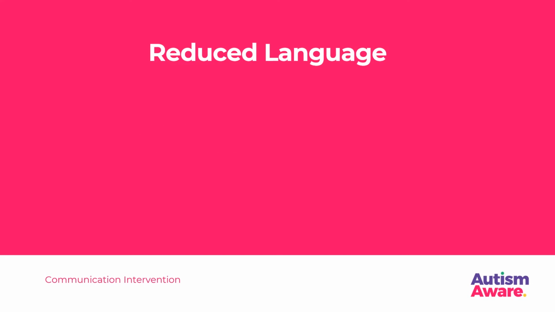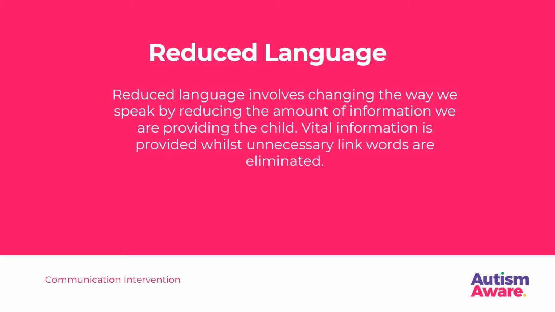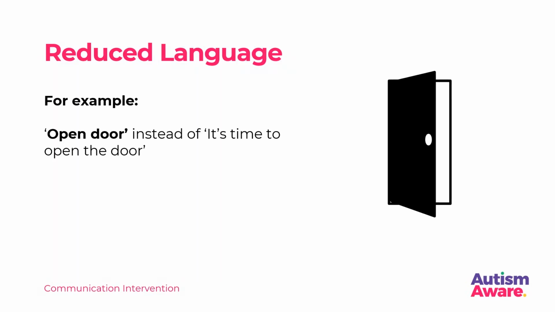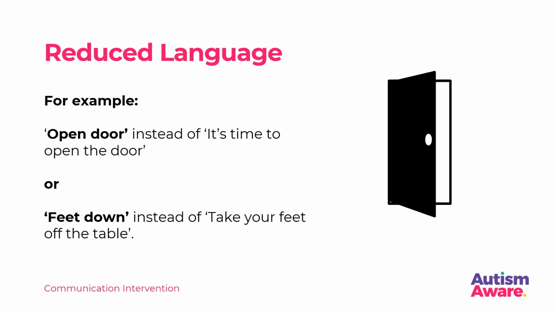Reduced language. Reduced language involves changing the way we speak by reducing the amount of information we are providing the child. Vital information is provided whilst unnecessary link words are eliminated. This will help the child to understand what is being said, as they will only have to focus on the key words. For example, open door instead of it's time to open the door, or feet down, instead of take your feet off the table.